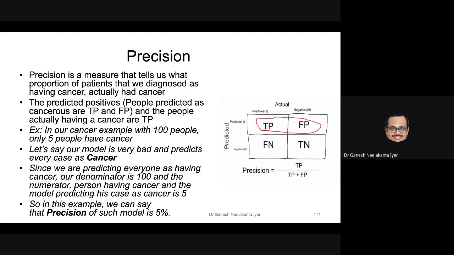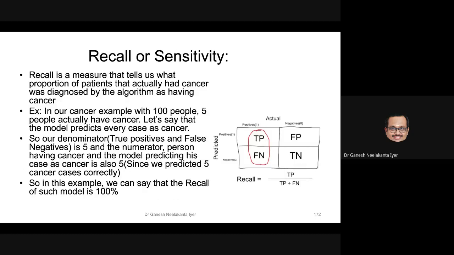On the other hand, if it predicts say 6 people have cancer among which 5 actually do, then the model accuracy is quite high, precision is quite high. There is also a measure that we derive out of the confusion matrix, which is recall or sensitivity. Recall is a measure that tells us what proportion of patients that actually had cancer was diagnosed by the algorithm as having cancer. So my intention is to avoid false negatives. So true positives divided by true positive plus false negative.